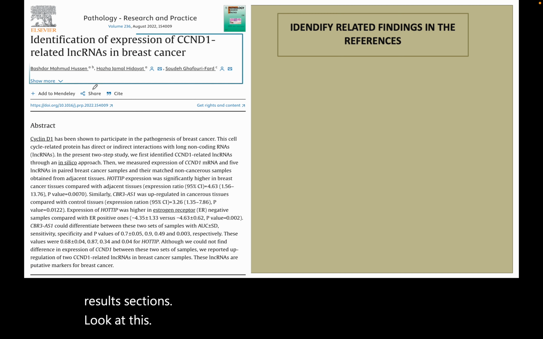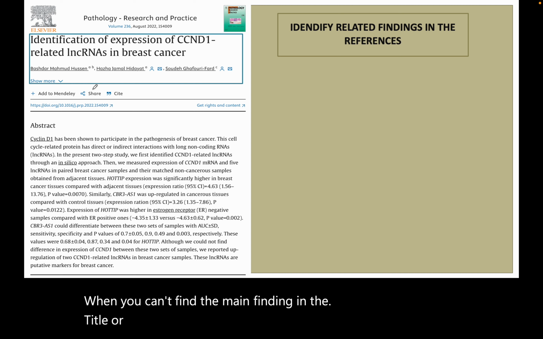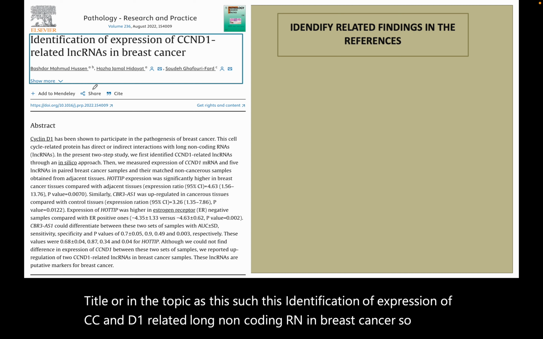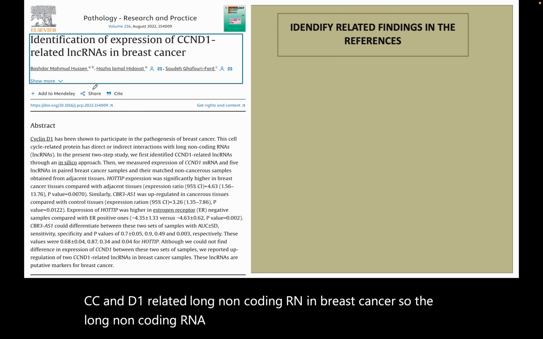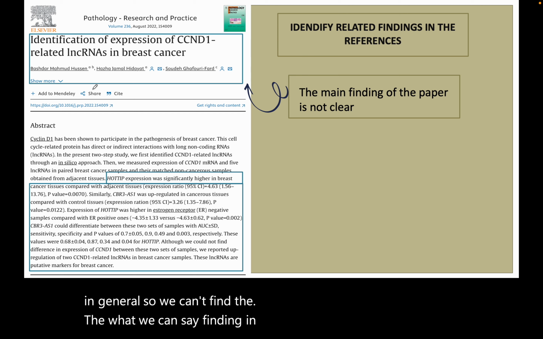Look at this work. This one is the second case. When you can't find the main finding in the title or in the topic, like this one, "Identification of expression of CCND1 related long non-coding RNA in breast cancer", the long non-coding RNA is mentioned only in general. So we can't find the finding in the topic. You have to go to the abstract.